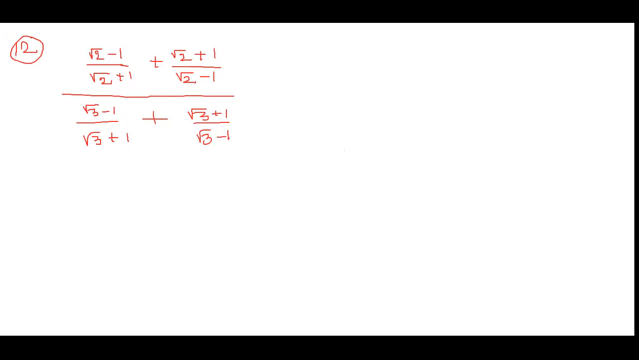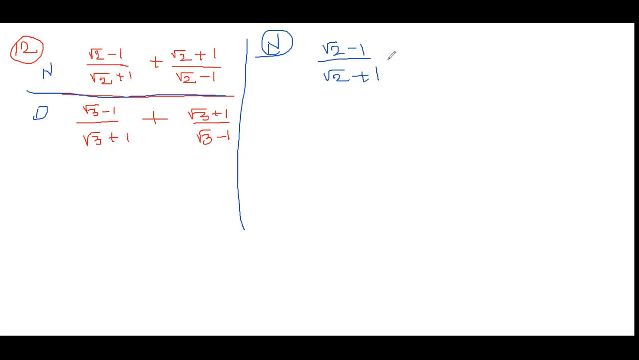Very important question. You can expect this question in your exam. So what is the answer for this? First take only the numerator part. Above is the numerator and below is the denominator. Right? Thus the numerator is root 2 minus 1 by root 2 plus 1 plus root 2 plus 1 by root 2 minus 1.